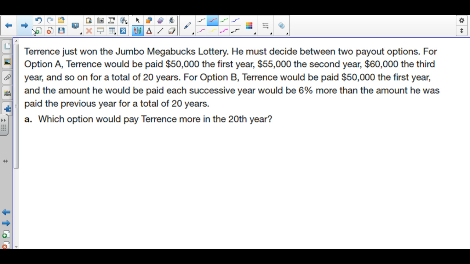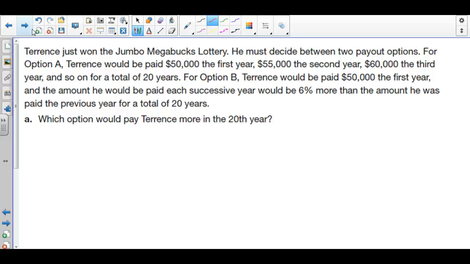Okay, story problem time. Time to hate me. So, Terrence just won the Jumbo Mega Bucks lottery. He must decide between 2 payout options. For option A, he would be paid $50,000 for the first year, $55,000 for the second year, $60,000 for the third year, and so on, for a total of 20 years. For option B, he would get $50,000 the first year, and then every year after that, he's getting 6% more than the amount he was paid for the previous year.